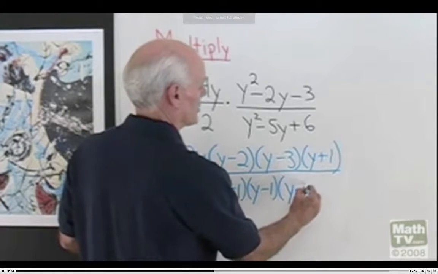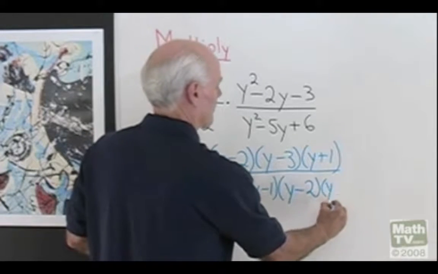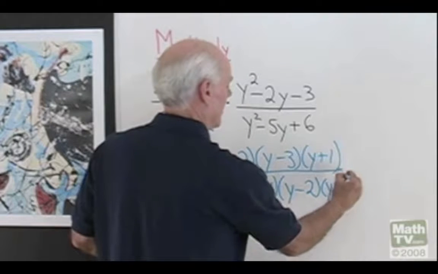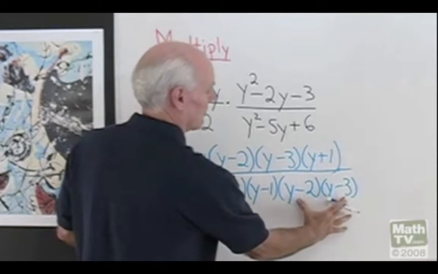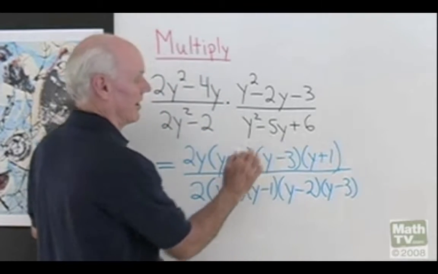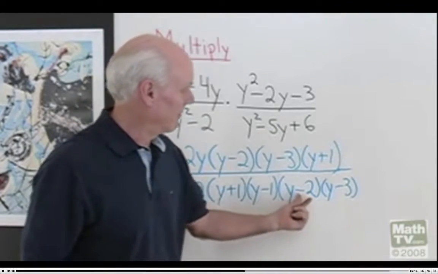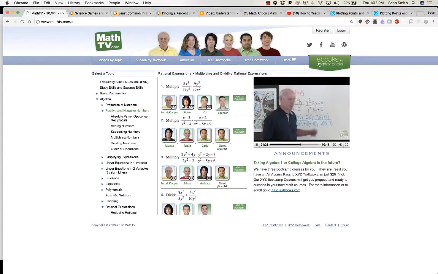Y minus 2 times y minus 3. Does that sound right? Let's see, inside negative 2y, outside negative 3y, they add up to negative 5y, and negative 2 times negative 3 is positive 6.